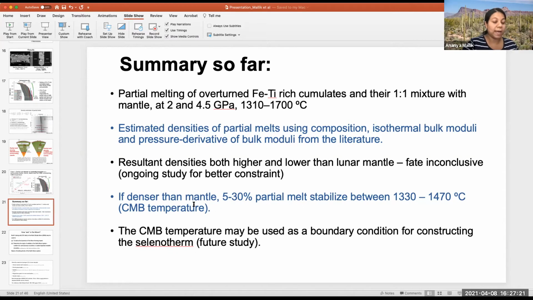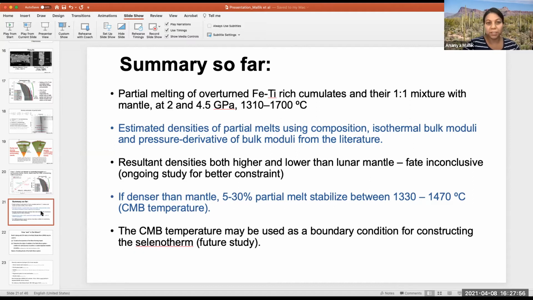If these partial melts happen to be denser than the mantle, then 5 to 30% of partial melt, which is predicted by the seismic studies, would stabilize between 1330 to 1470 degrees C. So this would be our constraint on the core mantle boundary temperature. And then in a future study, me and my collaborators will be using this as a boundary condition, and also coming up with the heat producing element budget of the moon and the distribution of heat producing elements within the moon to construct the selenotherm better.